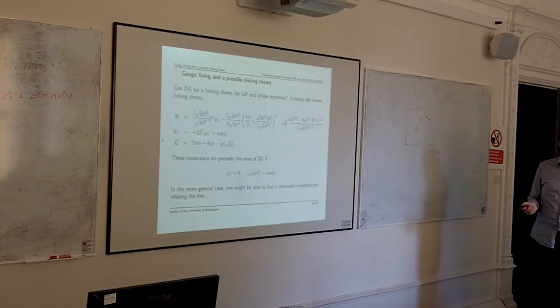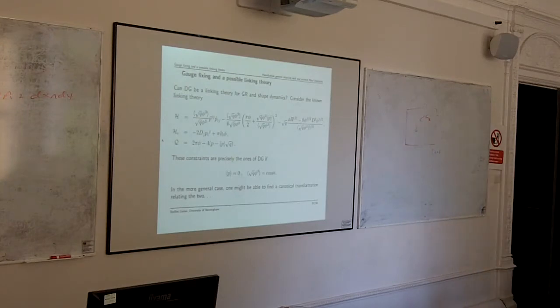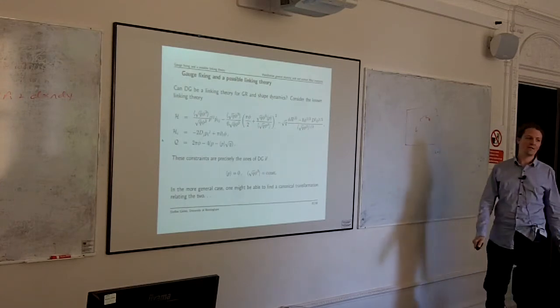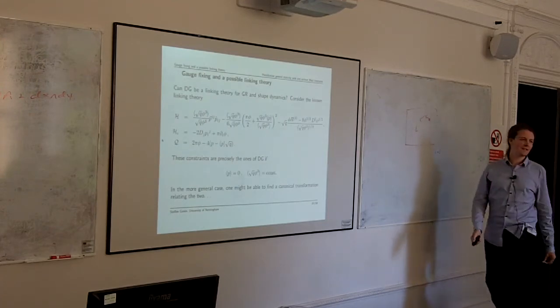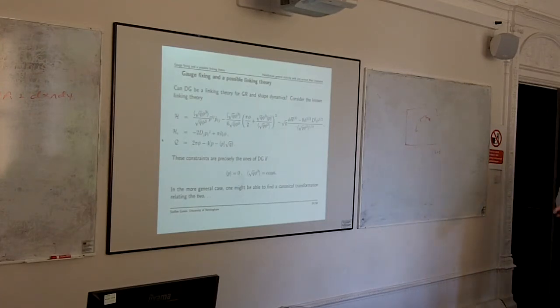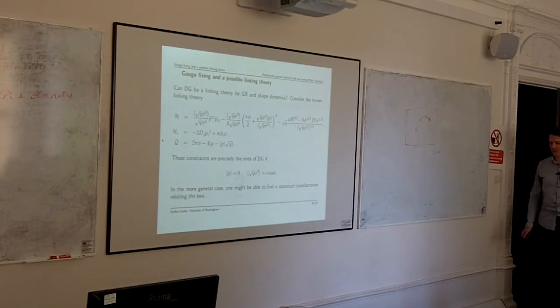Okay, so now I guess the timing will work out quite nicely. I just have one last thing to say. The question was always, can this now be a linking theory for GR and shape dynamics? Of course, this can only really work in very special cases. So I've opened Flavio's textbook here. I don't have his pictures, but I've stolen his equations at least. So this is a linking theory for shape dynamics, which I guess was written down in the early days. Here written in slightly different variables, which are the variables that we are using here.